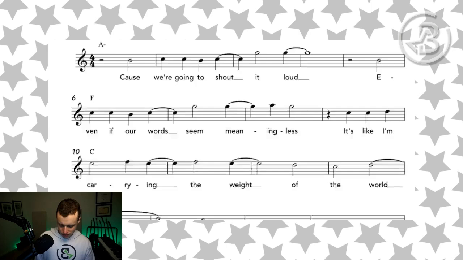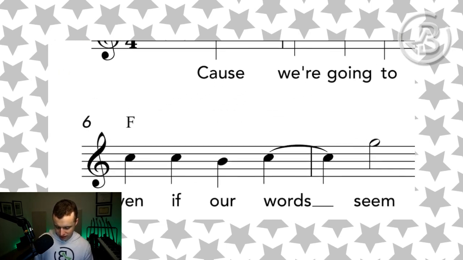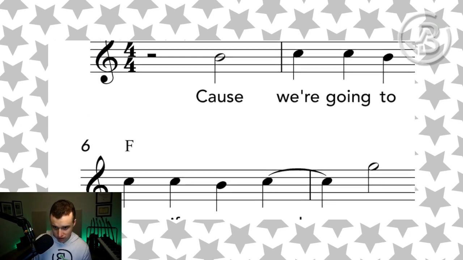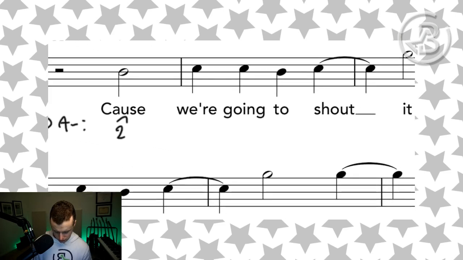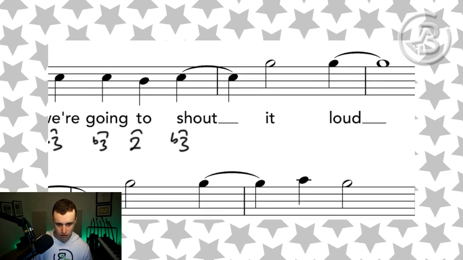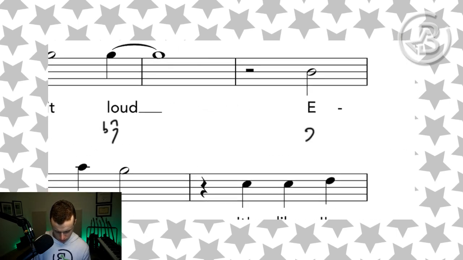So let's go to the beginning and let's do our scale degree analysis. So here we go. Under the first F, let's write our scale degree A minor with a colon. 2, 3, 3, 2, 3. 7, 7. Two.